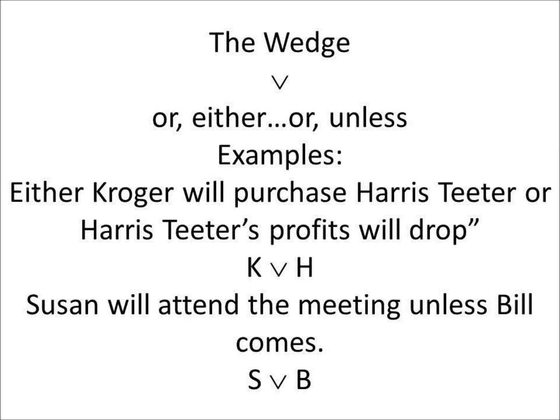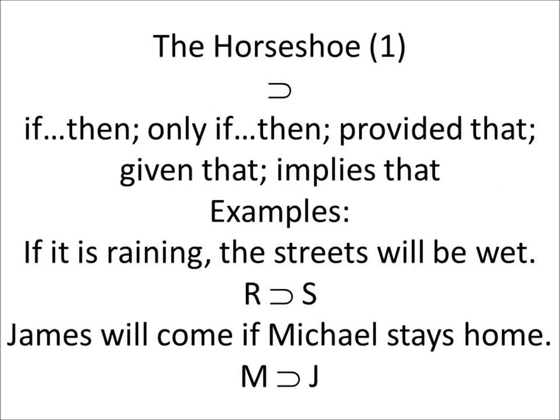The horseshoe is probably one of the most difficult symbols when it comes to symbolizing statements, and we'll go over some of the reasons later. But the horseshoe symbolizes if then, only if then, provided that, given that, implies that. And there's some other things that it symbolizes as well that you might see from time to time. And as you meet them in the textbook, for those of you who are my students, we'll go over them. So here's a couple of simple examples.